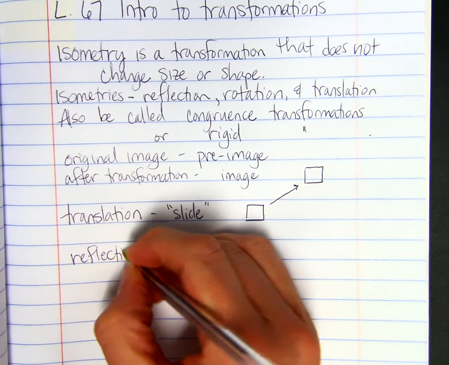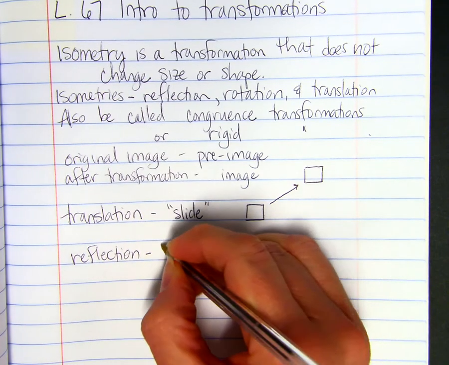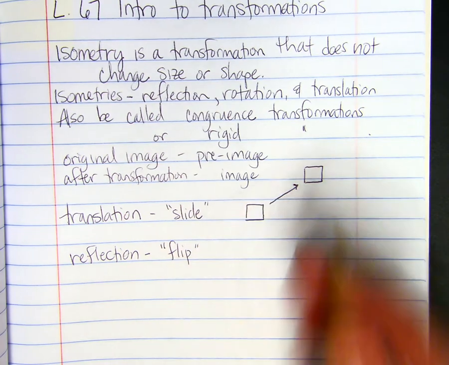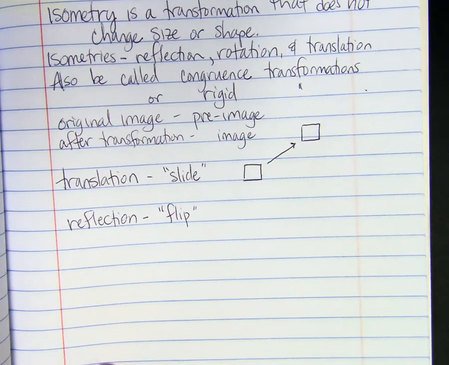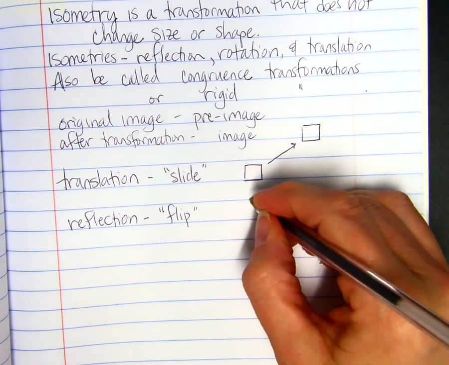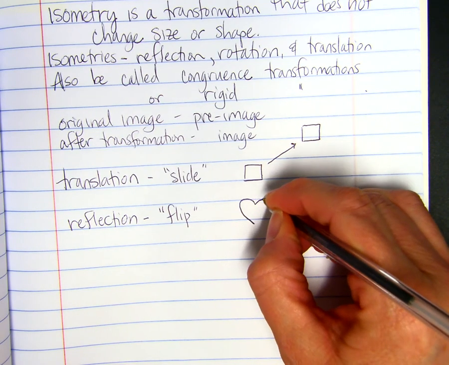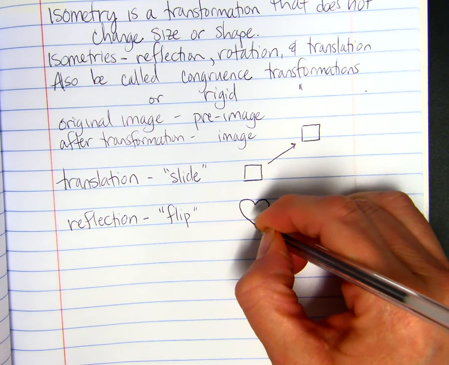A reflection, the word on the street for reflection is flip. But we don't use street words. Let me just reiterate. It's like, oh boy, it's really hard to do.